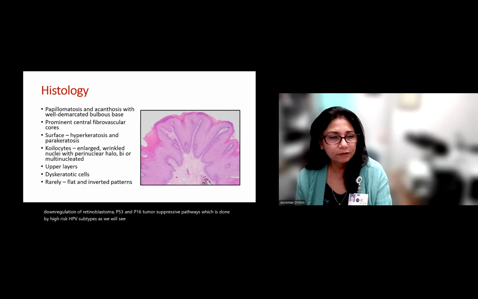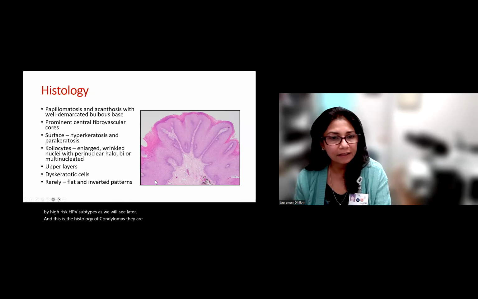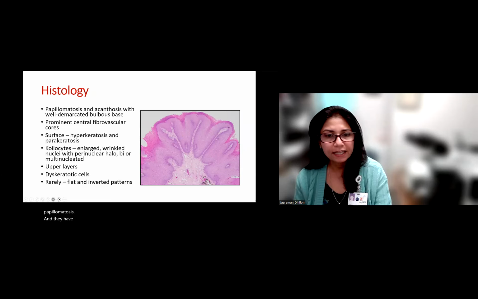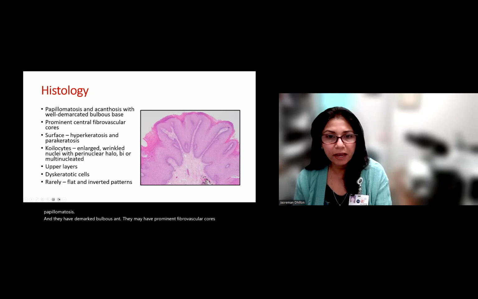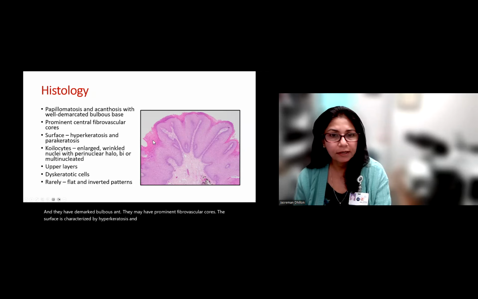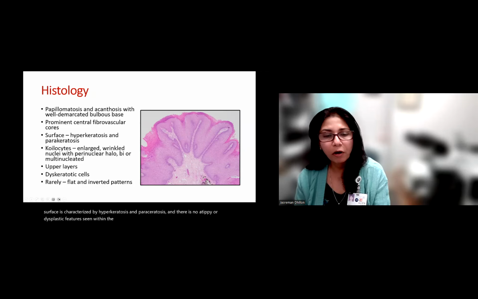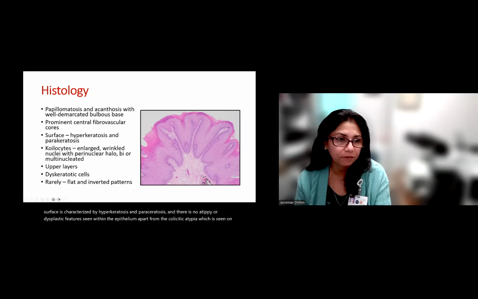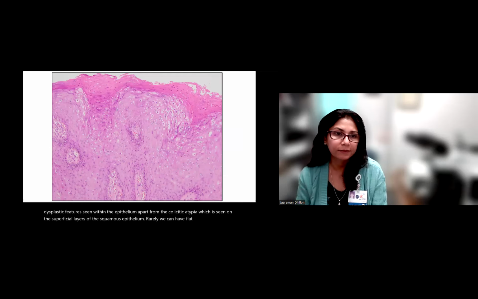And this is the histology of condylomas. They are characterized by acanthosis and papillomatosis, and they have well-demarcated bulbous ends. They may have prominent fibrovascular cores. The surface is characterized by hyperkeratosis and parakeratosis, and there is no atypia or dysplastic features seen within the epithelium, apart from the koilocytic atypia, which is seen in the superficial layers of the squamous epithelium. Rarely we can have flat or inverted patterns.